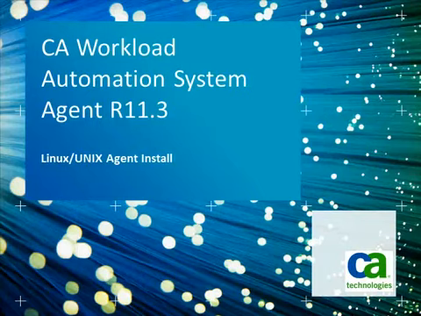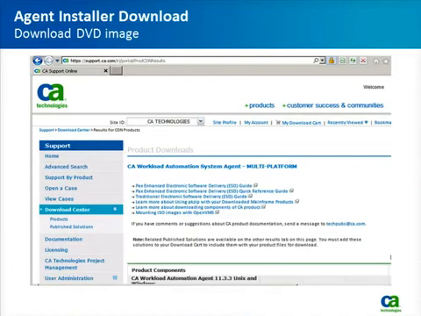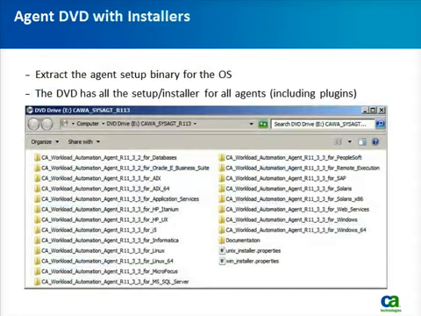Today we will install an R11.3 agent on a Linux host. You will need to download the R11.3 agent DVD from the CA support site. The agent DVD image contains all the agent installers for all the supported OS. It also comes with all the plugins or business agents.